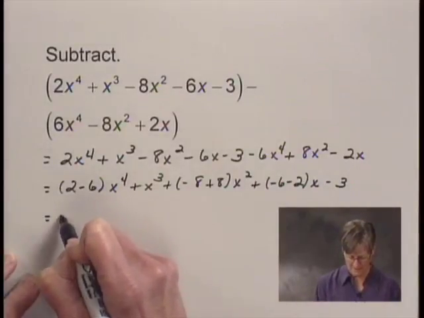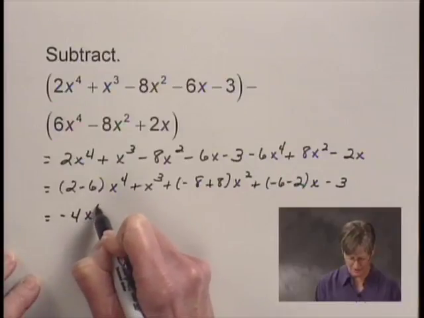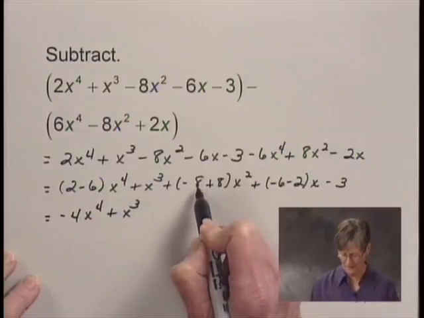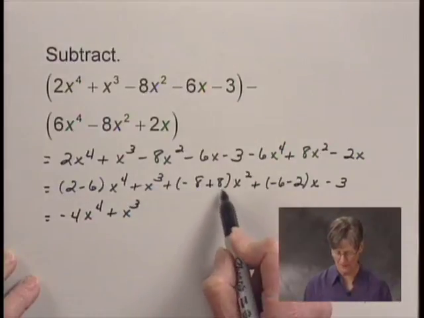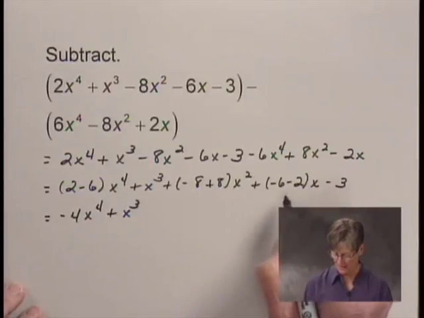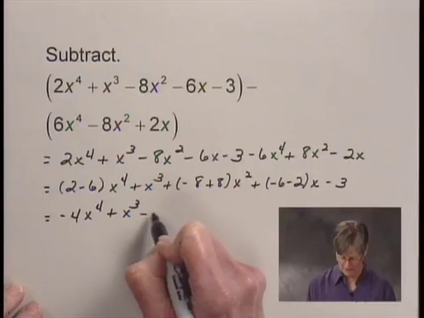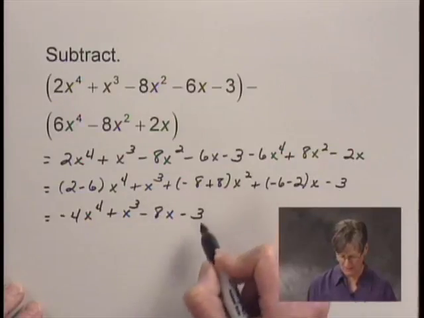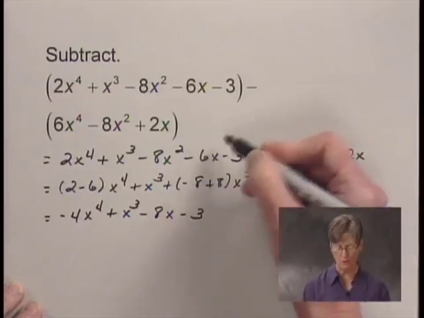2 minus 6 is negative 4, so we have negative 4x to the fourth plus x cubed. Negative 8 plus 8 is 0, so we have 0x squared or just 0. We don't need to write that. And negative 6 minus 2 is negative 8, so we have minus 8x. And finally we have minus 3. So this is the difference of these two polynomials.